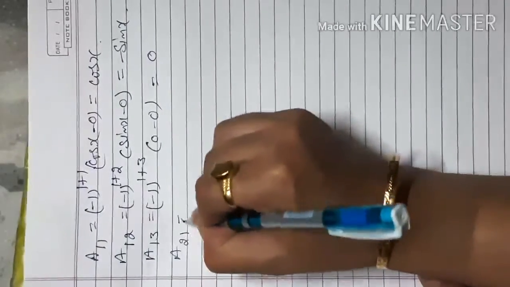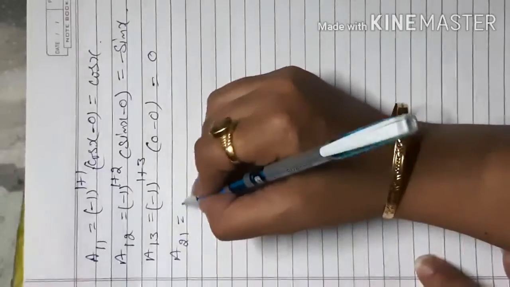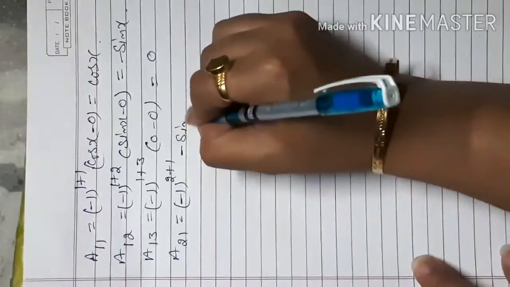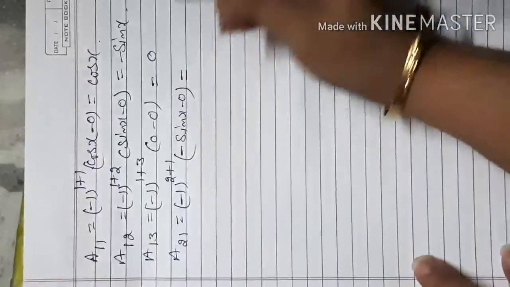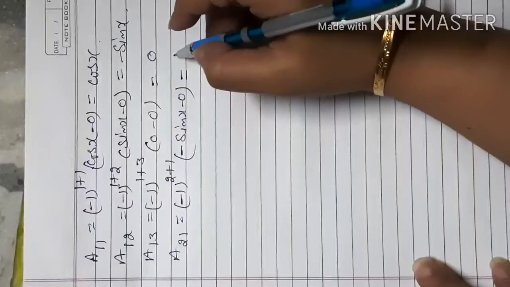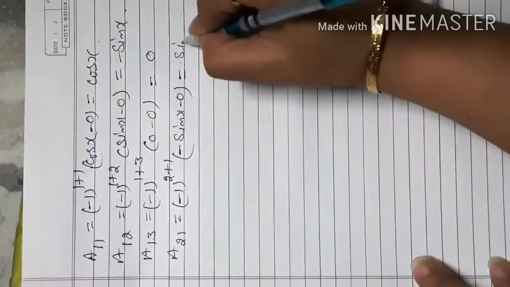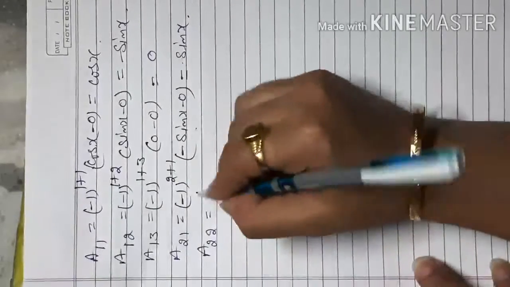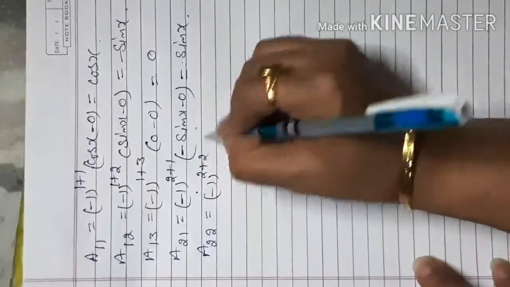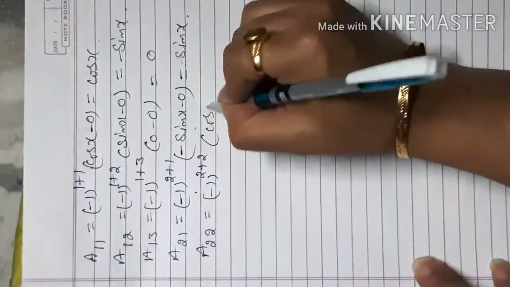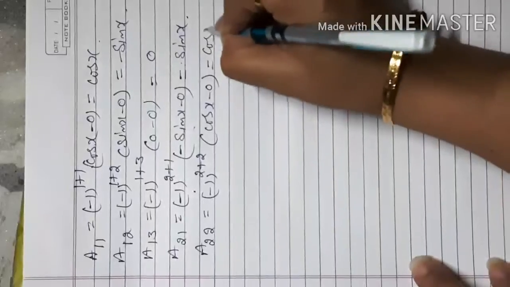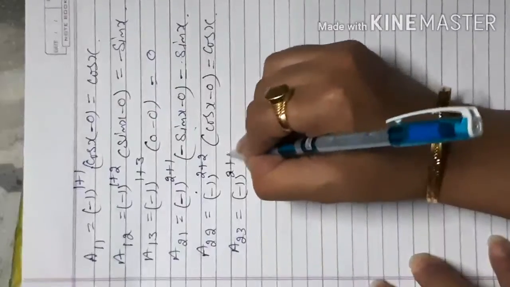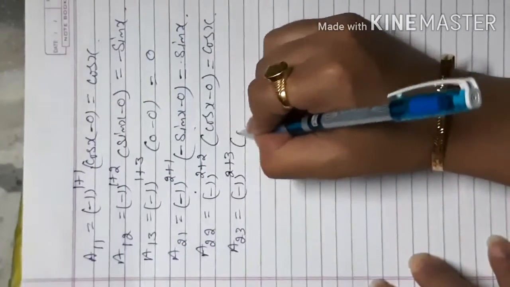Now second row, first column, position sign -1 raised to power 2 plus 1, then the connected element minus sin x minus 0. I directly multiply the determinant here, then I got the element, so that will be sin x, because here is a negative, negative becomes positive. Now second row, second column, -1 raised to power 2 plus 2, connected element cos x minus 0, so that becomes cos x. Now second row, third column, the sign is 2 plus 3, and the connected element is 0 minus 0, that is 0.